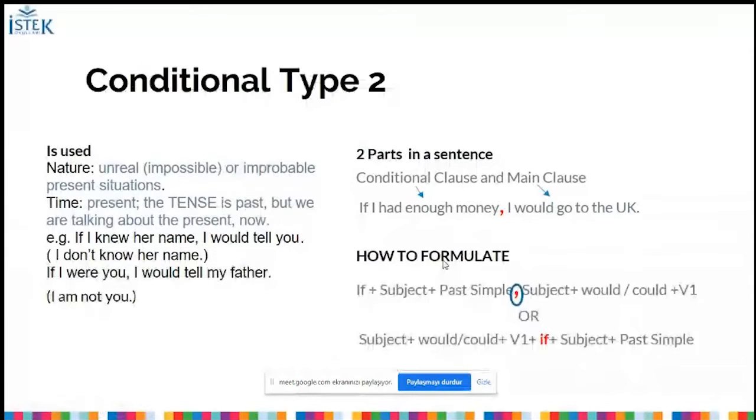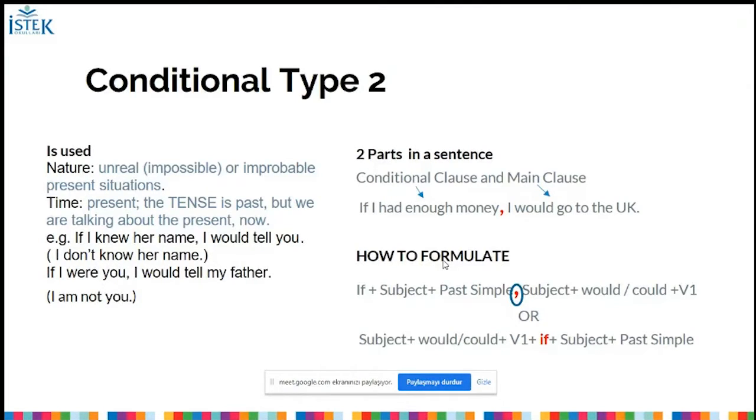Conditional type 2. We use conditional type 2 for unreal, impossible, or improbable present situations. The tense we use is past, but we are talking about the present now. For example, if I knew her name, I would tell you. I don't know her name. My not knowing her name is the real life situation.